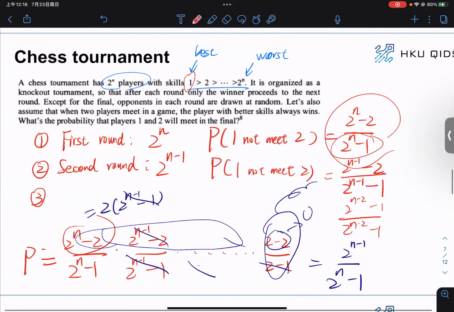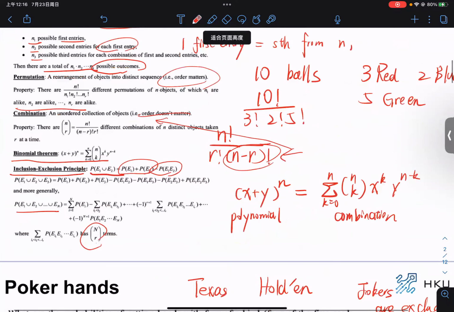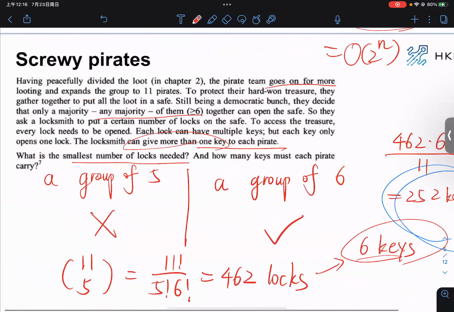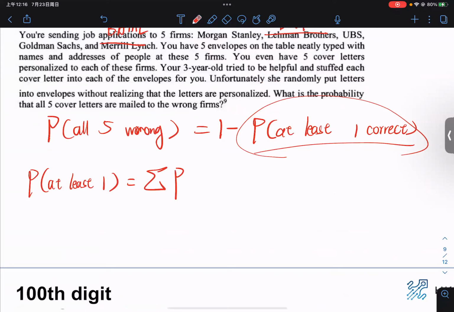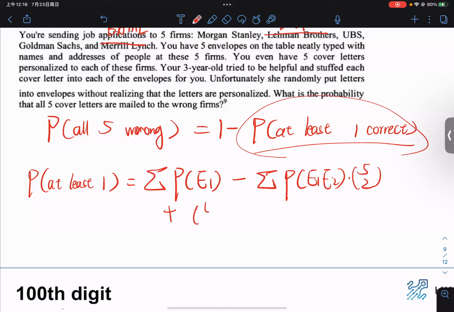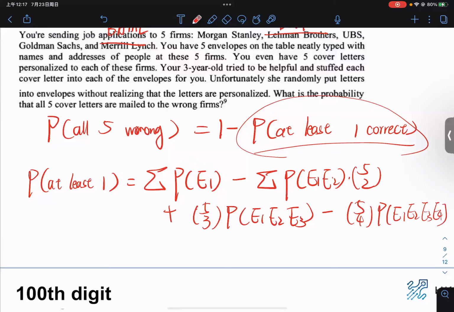Because for this, we can simply apply the principle of inclusion-exclusion, which is here. We just need to apply this one. The probability of at least one equals the sum of the probability of E1, minus the sum of the probability of E1, E2 multiplied by the number of such pairs, plus the probability of E1, E2, E3, and minus the probability of E1, E2, E3, E4, and plus what?